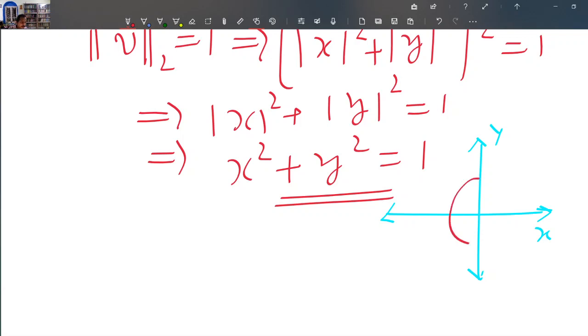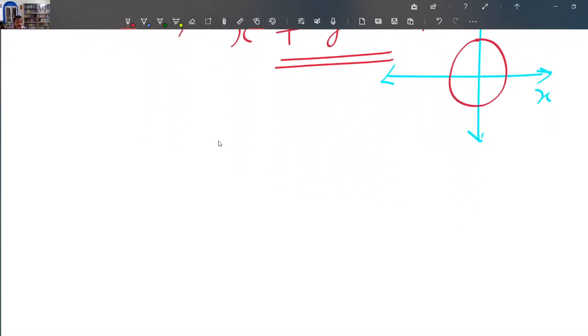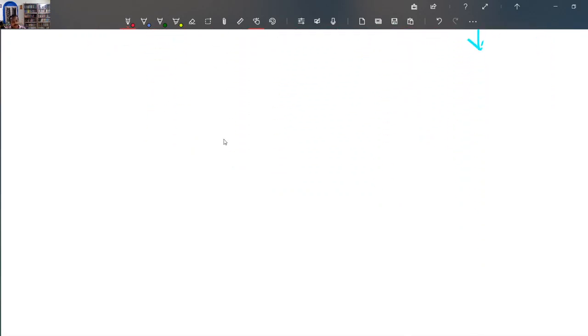So this will be like this. We will draw it neatly later. So this is the unit circle in Euclidean space. Now you consider the supremum norm. We will discuss the remaining norms using GeoGebra.